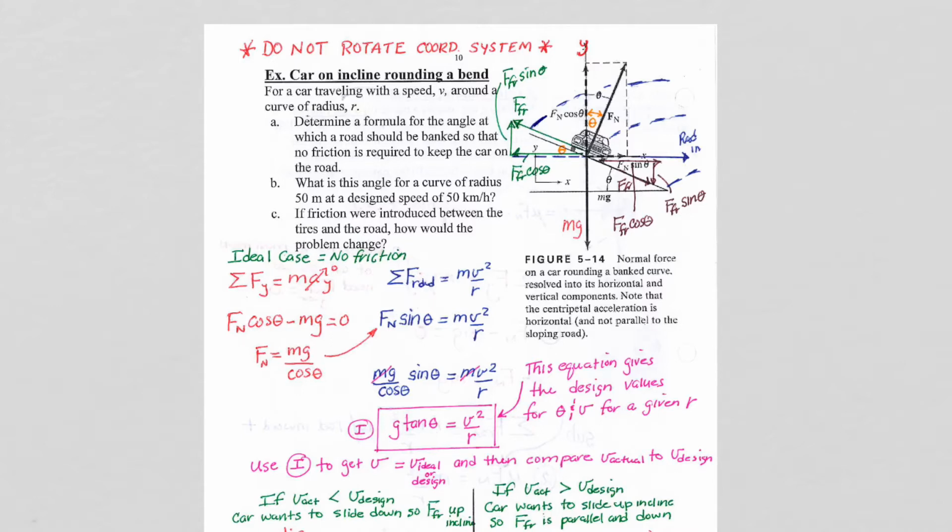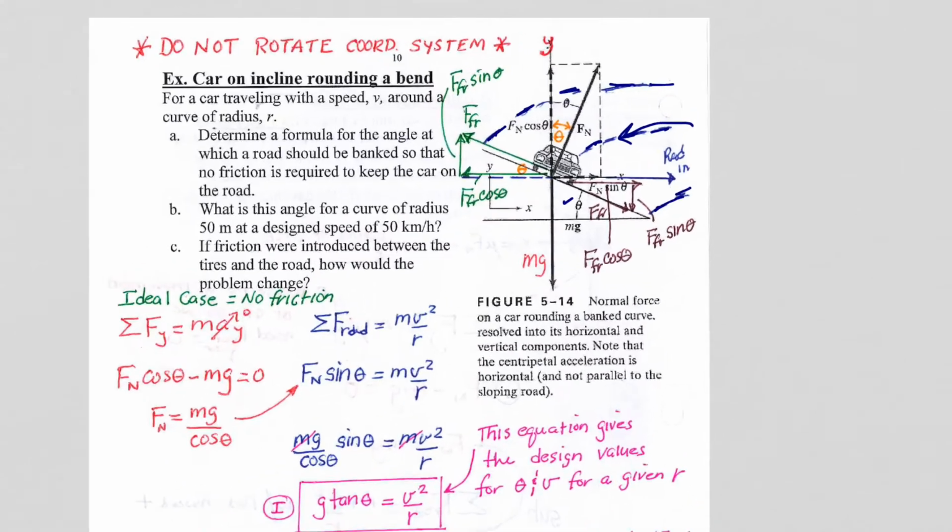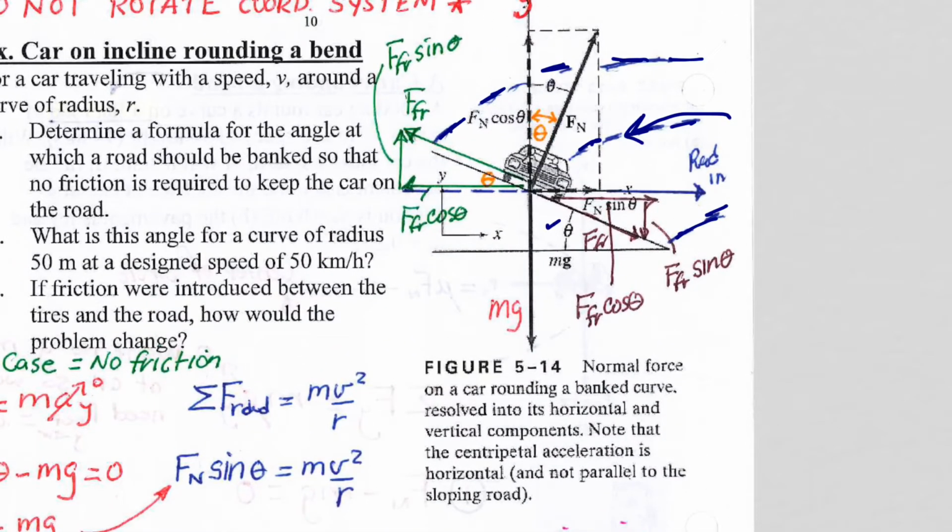If you're looking at the car coming at you, you have this kind of curved road, and the car is coming at you around the bend this way. So the road is embanked by an angle theta here from the horizontal. Okay. Gravity is in the problem, so we're going to put gravity straight down.